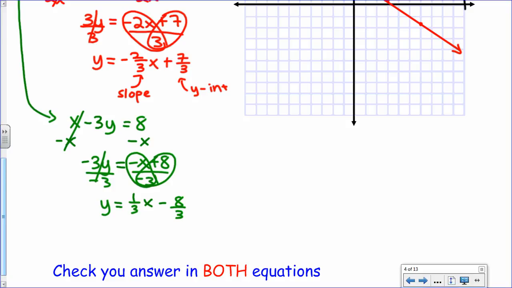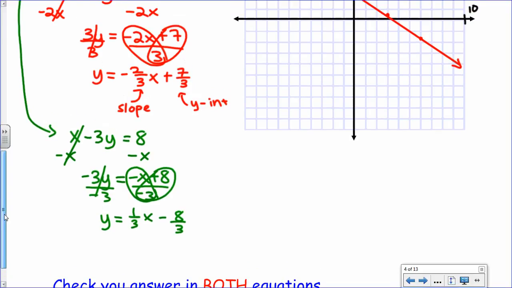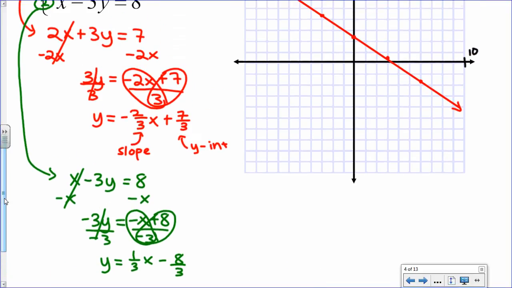So Shelby, what's my y-intercept? Okay, negative 8/3. So that's negative 2 2/3. Okay. And then Shelby, my slope. So that means I would go up 1 and right 3.